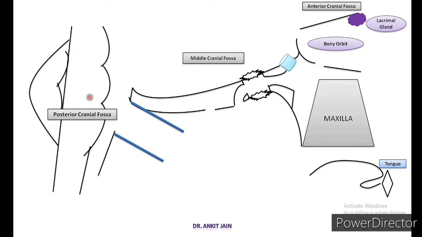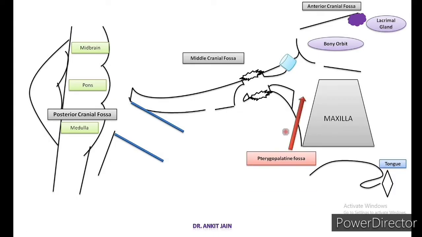In the posterior cranial fossa, the brainstem is present, which includes midbrain, pons, and medulla. This is the cerebellum, and here is the fourth ventricle of the brain. Behind the maxilla and below the posterior part of the bony orbit, the pterygopalatine fossa is present. This is the medial wall of the middle ear. This is the posterior wall of the middle ear. This is the floor, and this is the anterior wall of the middle ear.